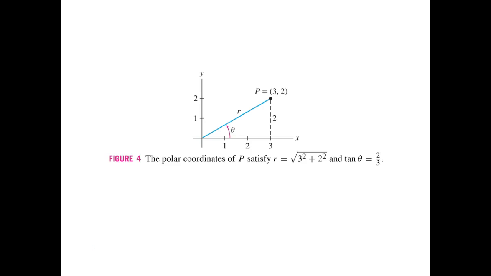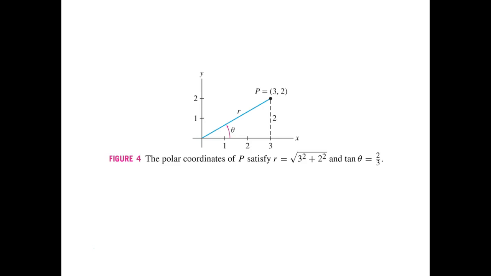The polar coordinates of P satisfy, of course, r is equal to the square root of 3 squared plus 2 squared. That would be 9 plus 4, square root of 13. So r would be square root of 13. And tangent theta is equal to 2 over 3. Of course, theta is equal to inverse tangent of 2 over 3. That's perfectly fine there, especially in the first quadrant. That works every time. No ambiguity or anything else.